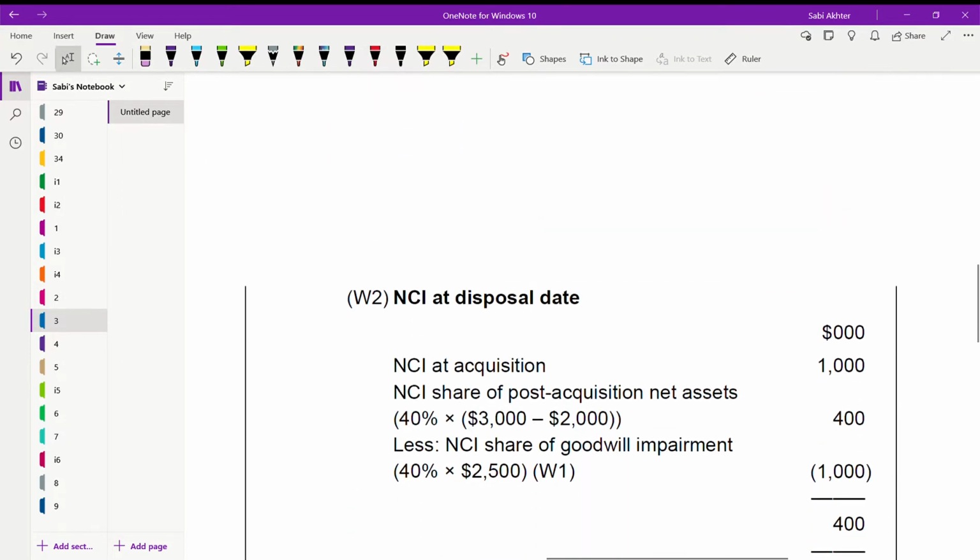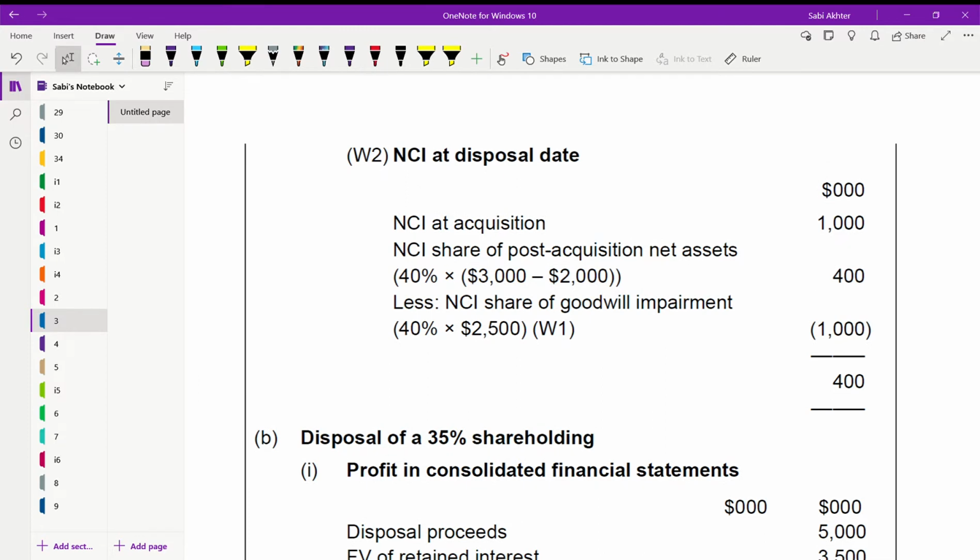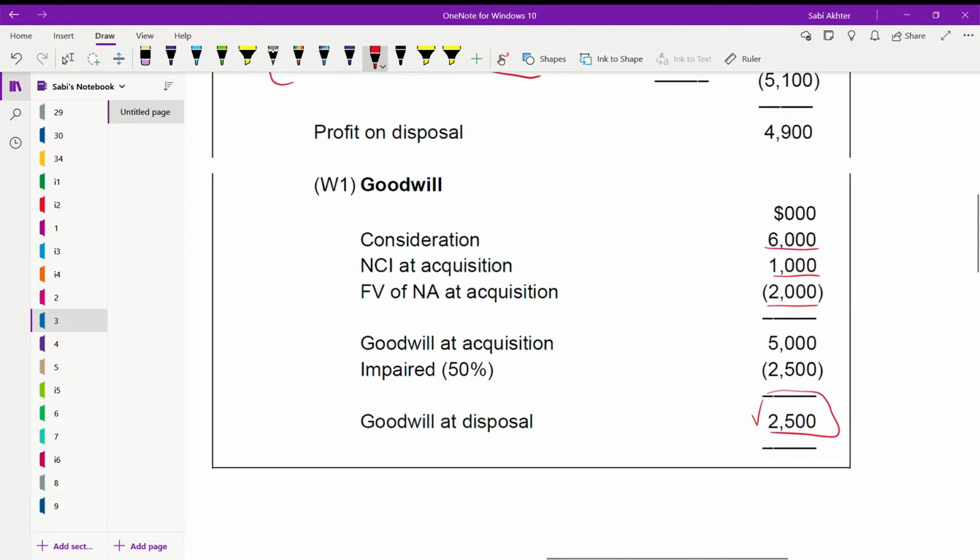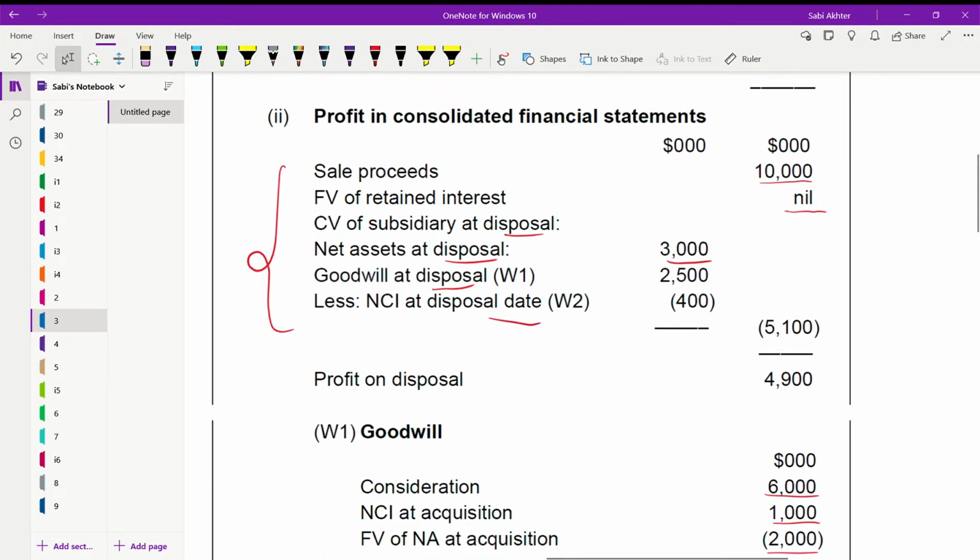And working number 2, NCI. So NCI at acquisition is this one. And post acquisition net assets, that means net assets at acquisition date minus at date of disposal, you have to take 40% because you bought 60%. Now you have to deduct the goodwill impairment also because you have used the fair value of NCI. So 40% of this impairment. Remember that you first have to calculate the impairment to find the 40% of it, otherwise you cannot use the 40% of goodwill impairment. And then this is the NCI. So now you put that in the table here and find the profit.